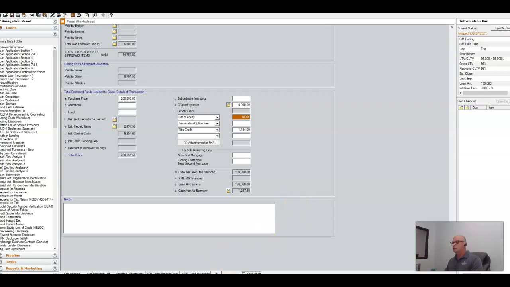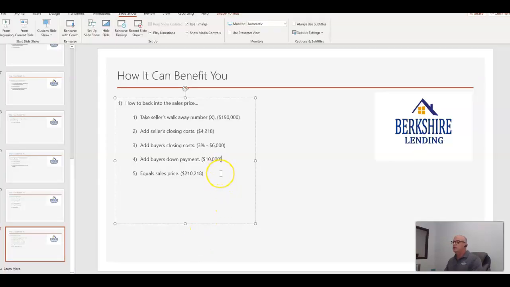You back into your sales price, and then mom and dad are happy. They get their $190 and they get to walk away knowing that they did something nice for the kids. And the kids are happy because they're getting a good deal on a house, and they're really not having to come out of pocket with much money at all. So that's how these transactions work.